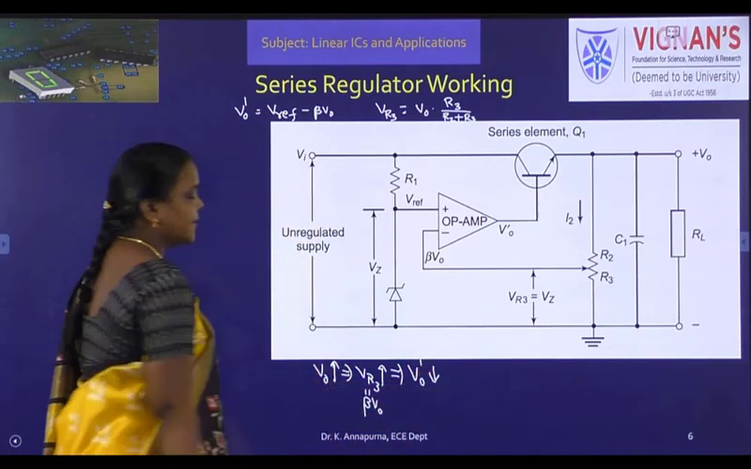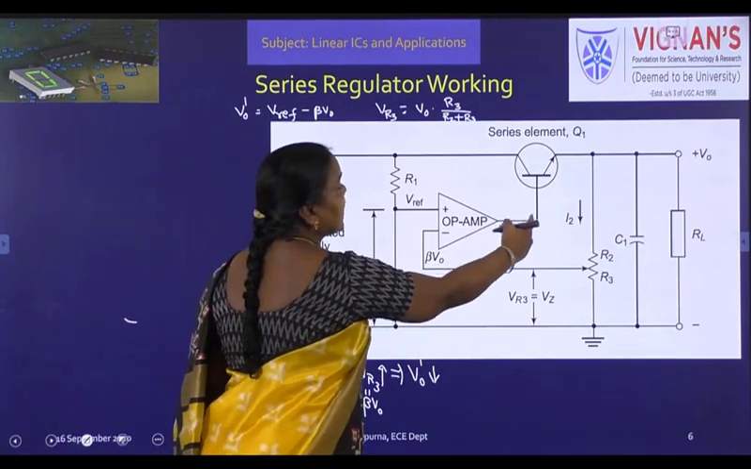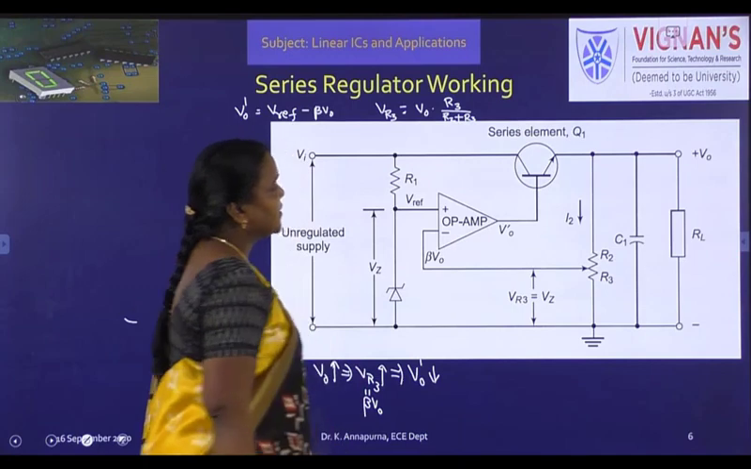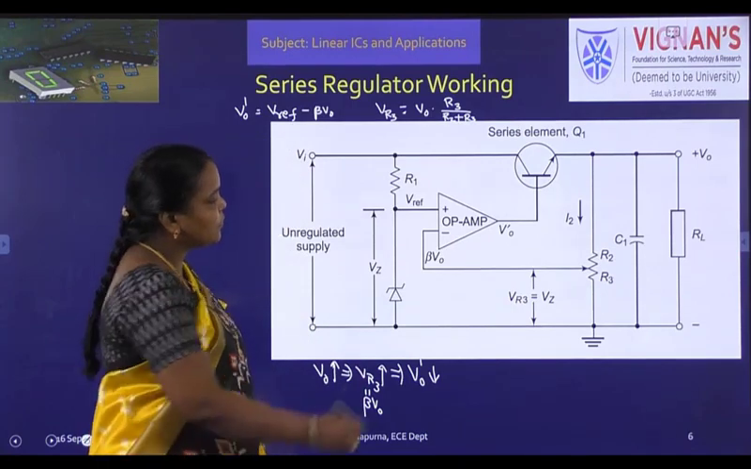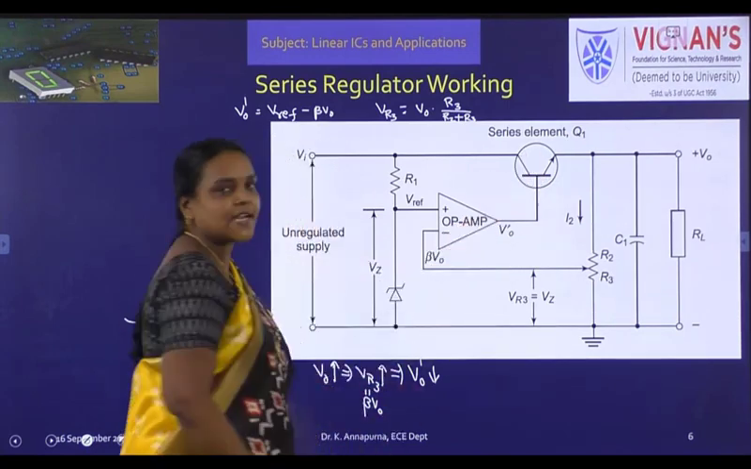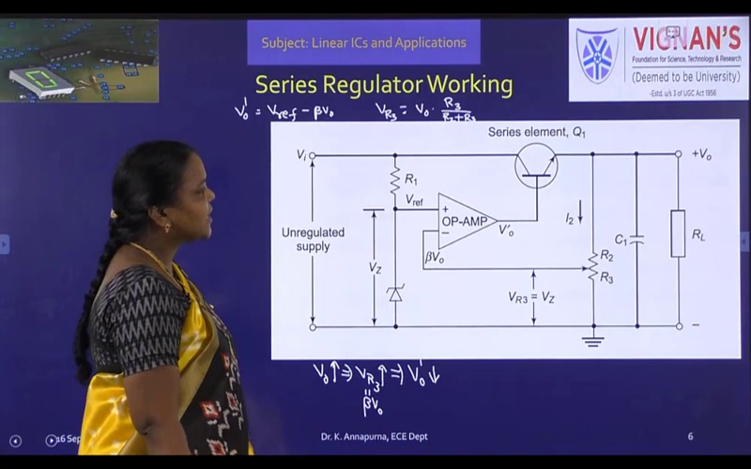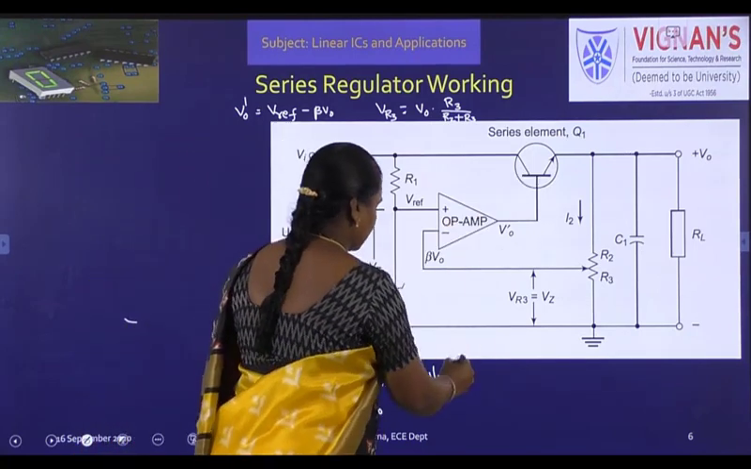V0 dash will decrease. And then what happens? So this is supplying activation to the series transistor. So its output voltage V0 dash decreases means the conduction of this series transistor decreases. So conduction decreases means what happens to its emitter current?